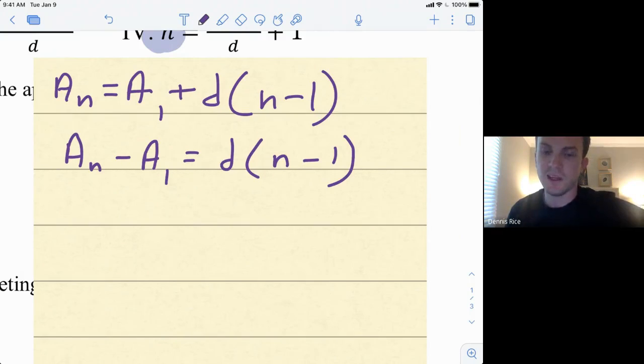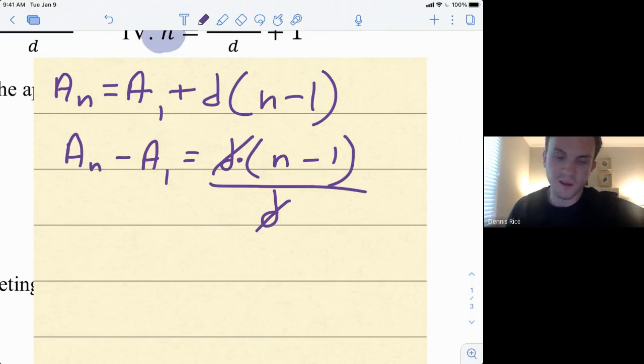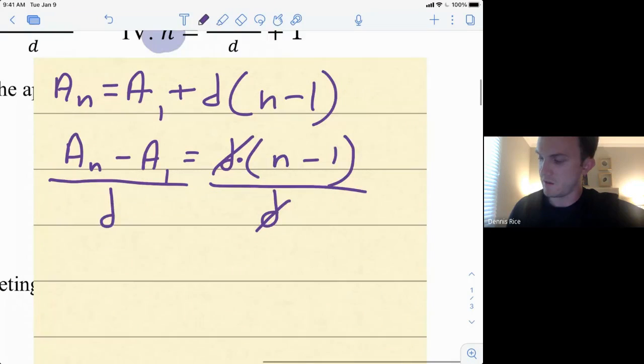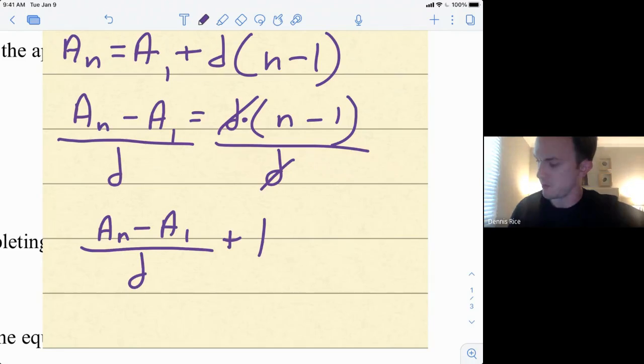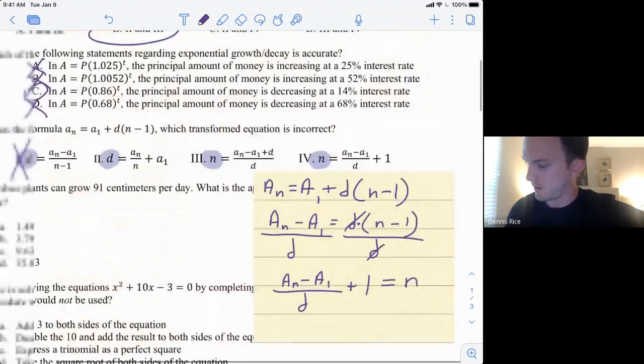Now what? This is where it's going to change. We're not solving for D anymore. Now we're solving for n. What would you do here to solve for n? I wouldn't want to distribute. I would divide by D. Let's get D out of the picture here. Distributing is only going to not help our case. So we get this, and now there's one more move left: just add 1. So A sub n minus A sub 1 over D, plus 1, happens separate from that quotient.